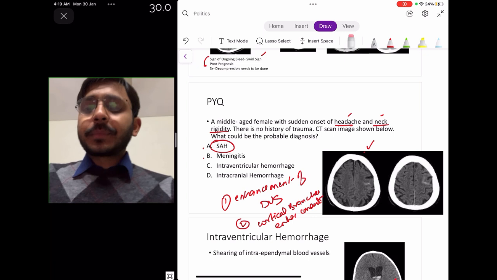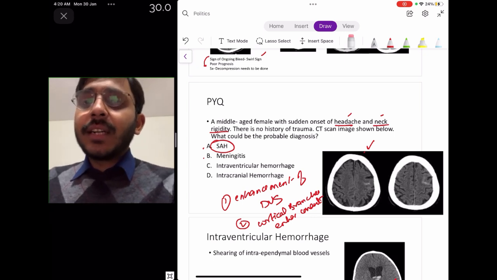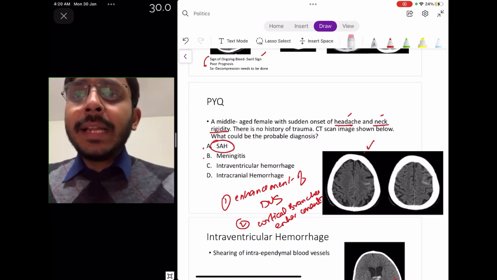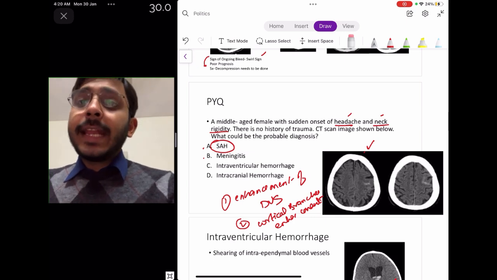Remember this. So just a previous year question which was asked with respect to SAH was a middle-aged female with sudden onset of headache and neck rigidity.